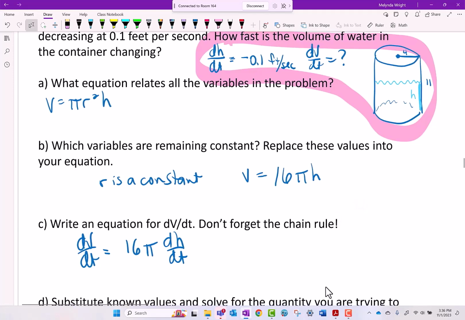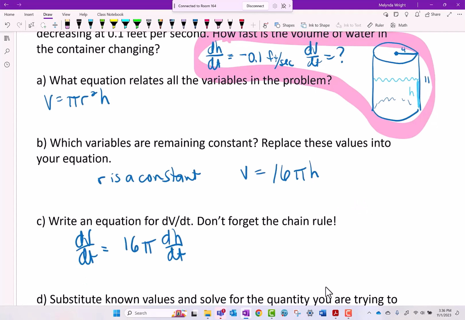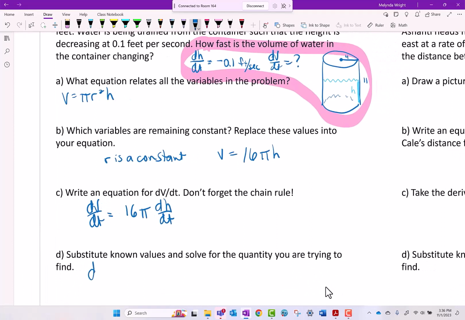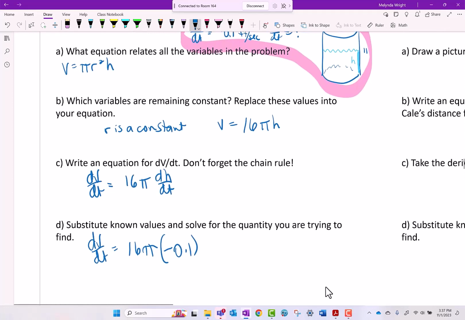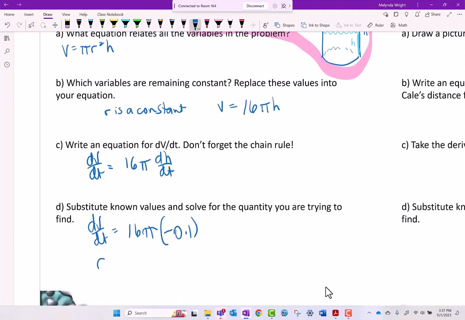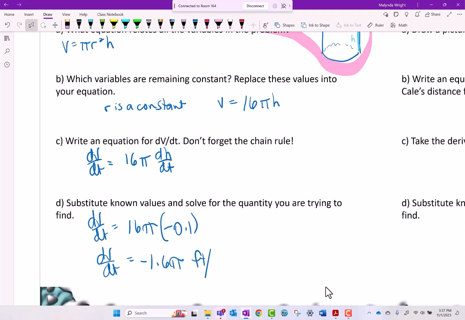So now we sub in the numbers that we know. We want to know dV/dt. That's why we don't have that one yet. 16 pi, dh/dt, they said, was negative 0.1. And so we finish that out, and we get dV/dt is negative 1.6 pi. And our units would be feet per, what is it?